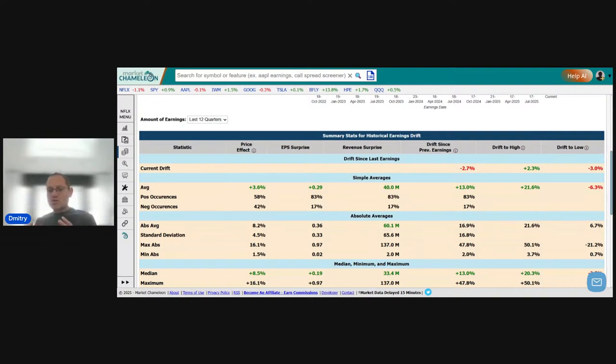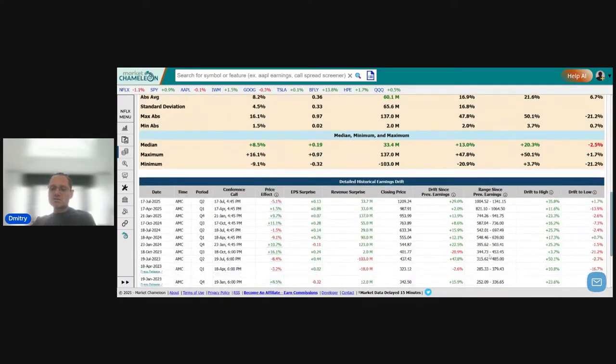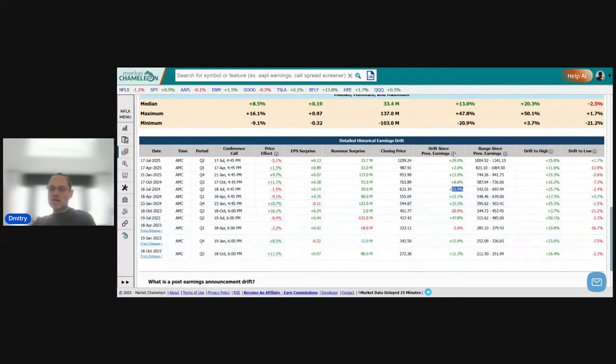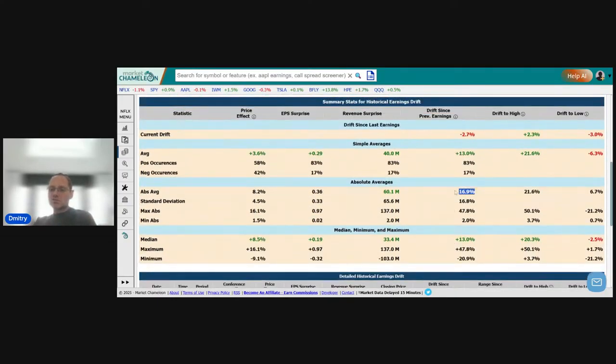As far as the average movements, we could take all the movements. So these are all the post-drift movements. If we converted them all to positive moves and took the average to see the magnitude of the moves, even the down moves, what we're interested in is the magnitude. So we're going to take the absolute average, and here we see that's up or down 16.9%, with a standard deviation of 16.8%. The biggest post-earnings move was 47.8%. The lowest was 2%.